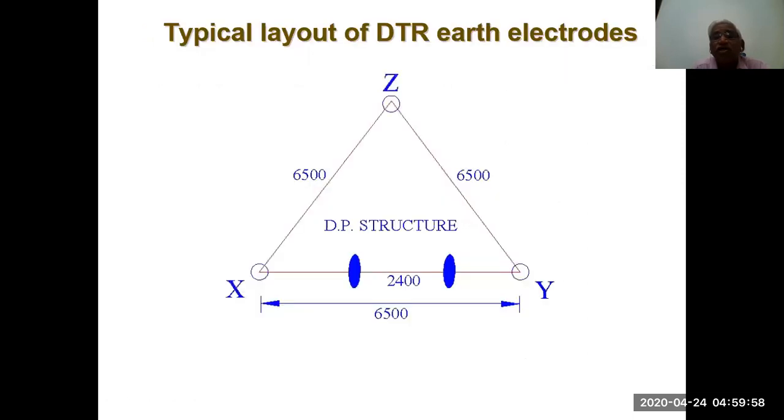Typical layout of the DTR earth electrode, you can see there an equilateral triangle of 6,500 millimeters each, and the DP structure is shown in the blue ones here with a gap of 2,400 between them.